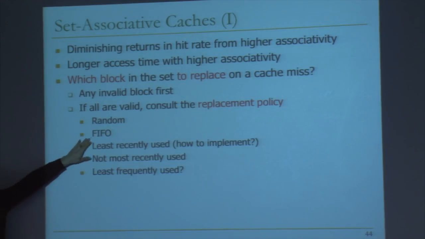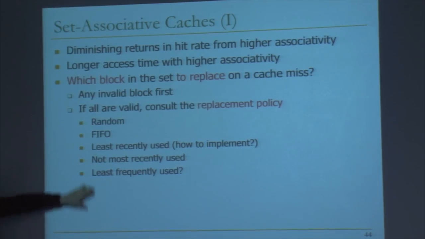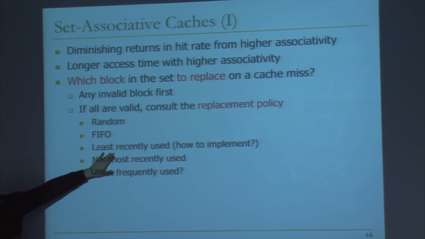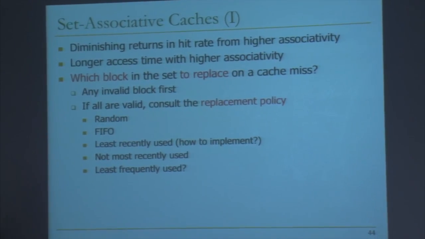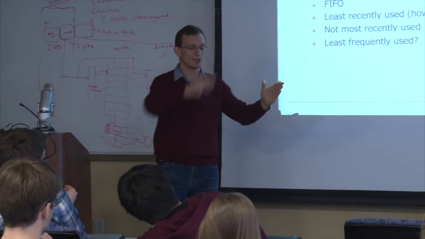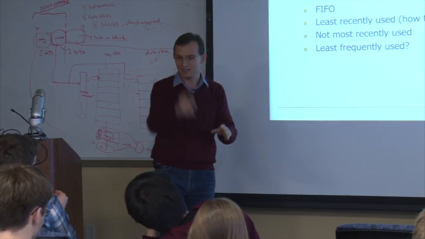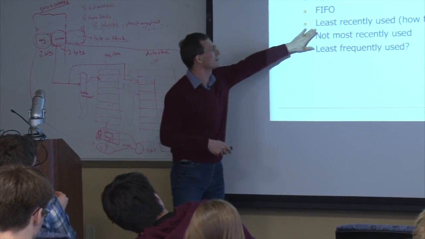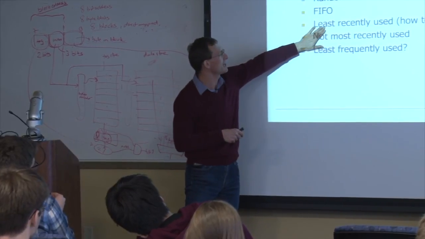You could have FIFO, first in, first out. This is probably not a good idea. Depends on your access pattern. You could have an access pattern that's amenable to this, but most access patterns are not like this. Least recently used, people have found out, is a good policy, because you keep re-referencing arrays. So you have an array, you populate the cache with it, and you re-reference it again and again. So least recently used works well. But this has implementation issues as I will discuss next.